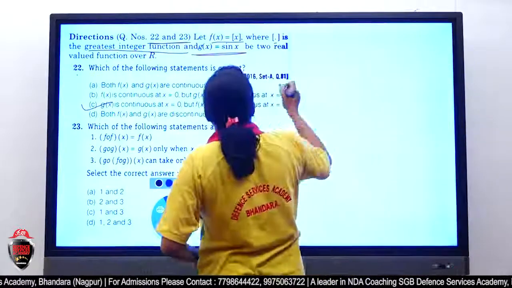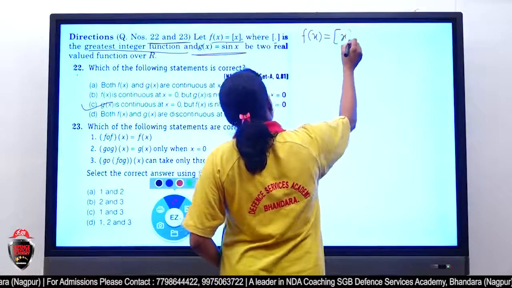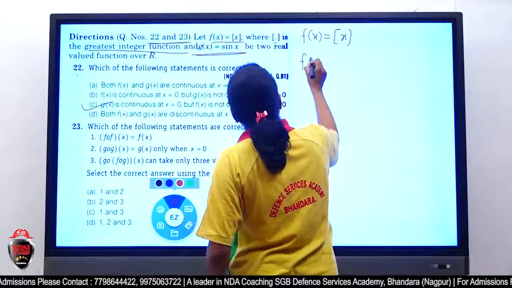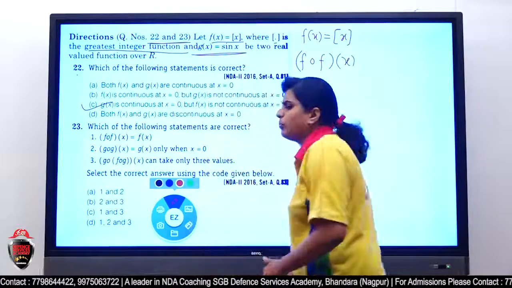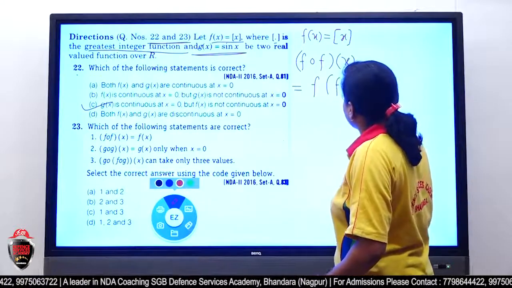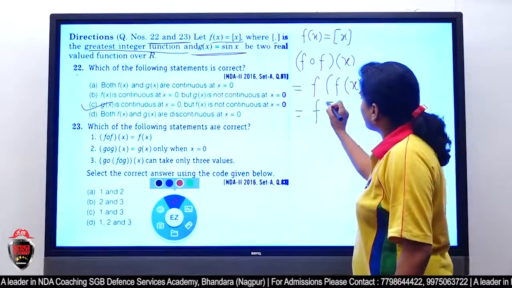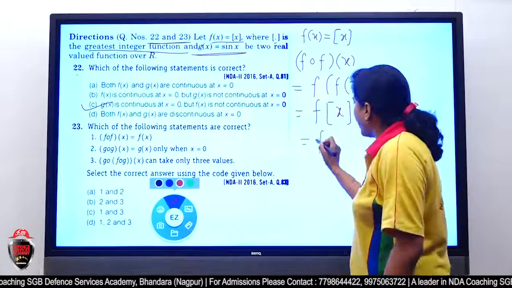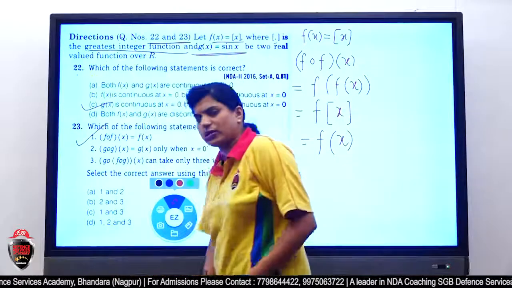So what is the exact direction? f of x is equal to the greatest integer function of x. Whose value do we have to find? f compose f of x. Now how do we write f compose f of x? So f of f of x, okay, but what will be the value of f of x? So f of the greatest integer function of x, and as it is the greatest integer function of x, f of this is equal to x. It means the first statement is correct itself.